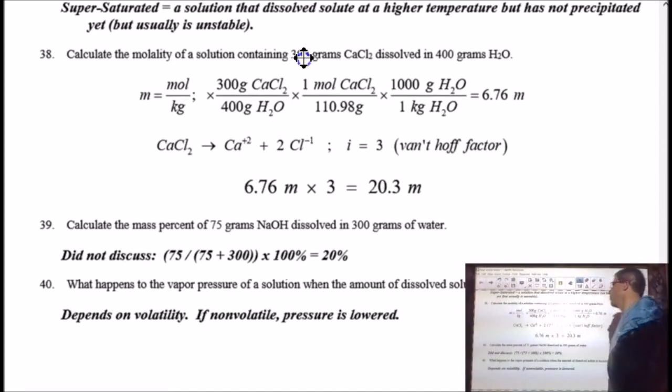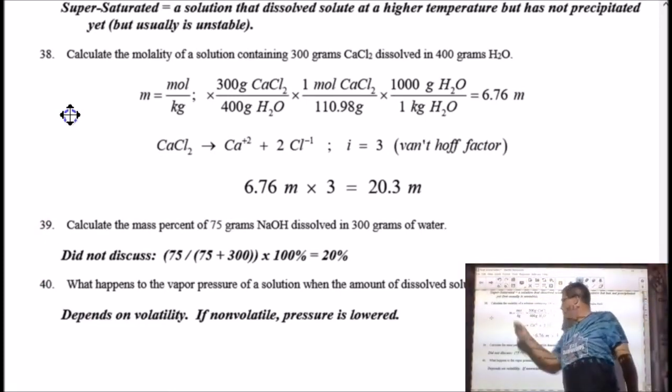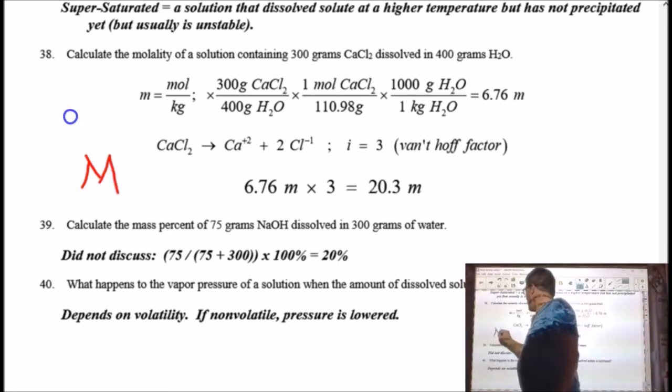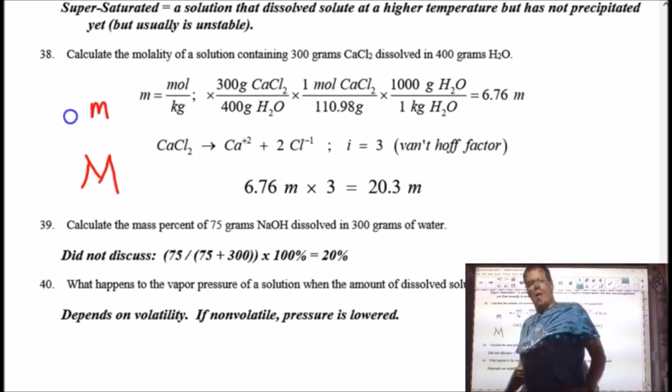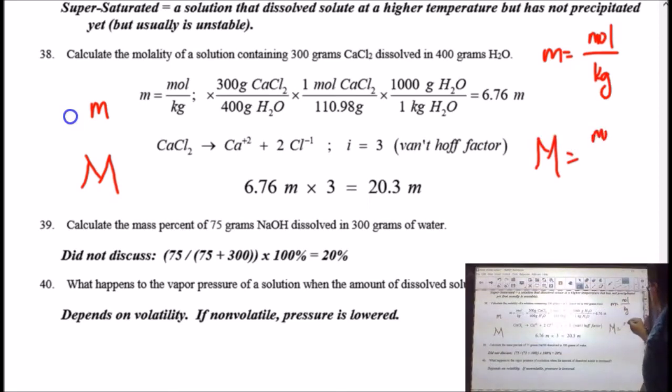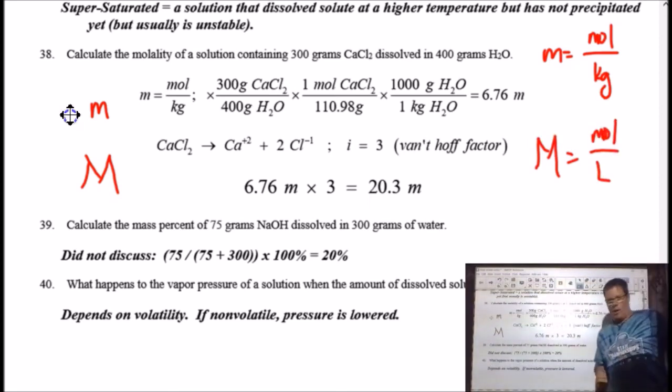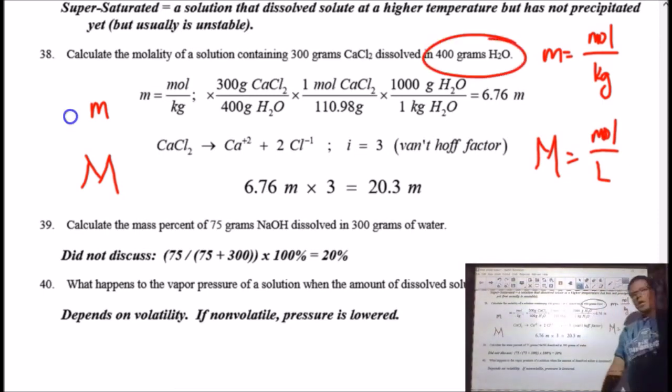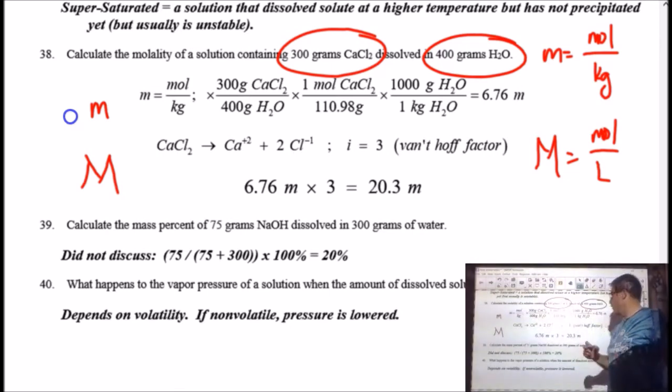38. Calculate the molality of a solution containing 300 grams of calcium chloride dissolved in 400 grams of water. So we're looking for molality. Remember, molarity is big M, molality is little m. Difference between the two, molality is moles over kilograms, where molarity is moles over liters. Okay? So make sure you're reading that carefully. So in this case here, you have 400 grams of water. Convert the water always to kilograms. Whatever's not water, convert it to moles. Then take your value and plug it in and get your initial molality.